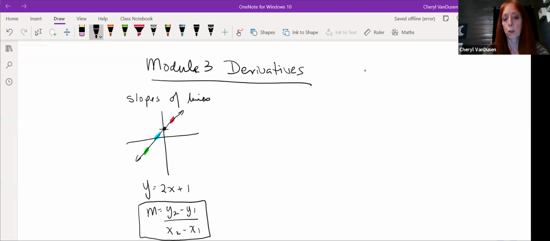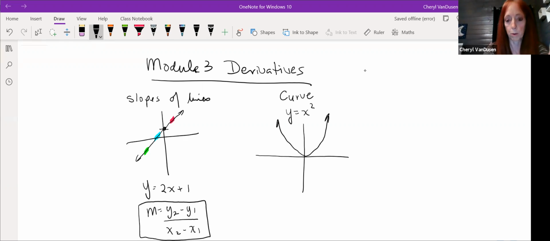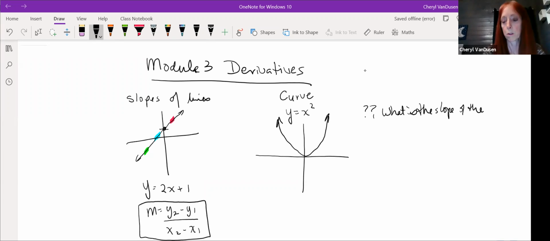What happens though if we look at a curve? A curve that we spent a lot of time on in grade 11 was the quadratic function y equals x squared. Just trying to get a bit of a sketch, my diagrams are not perfect, it looks like that. And so then, ponder this question: what is the slope of the curve?